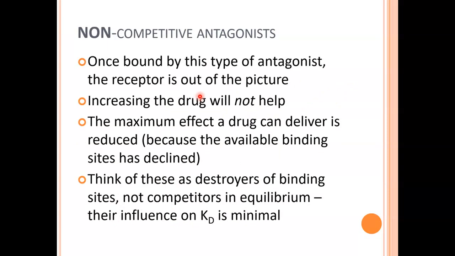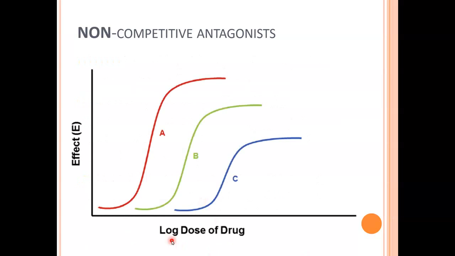Right, so non-competitive antagonists. Once your receptor gets bound by an antagonist, it's wiped out, it's gone. Increasing the drug concentration is not going to help at all. The maximum effect that the drug will deliver is also reduced because the number of binding sites has gone down. So yeah, think of these as the destroyers of binding sites, not competitors in an equilibrium. So the influence on the dissociation constant is minimal. And this is what that looks like.